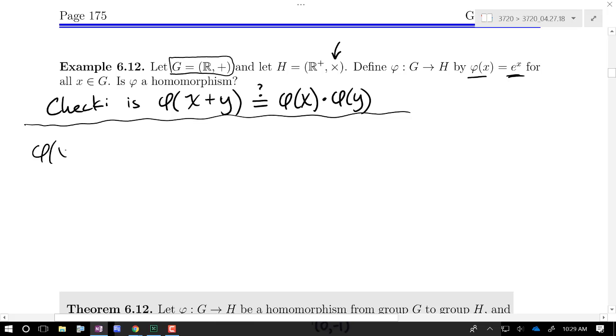So let's check it out. Let's find phi of x plus y. Again, x and y are just real numbers. Any real numbers. They could be positive, negative, whatever. What should we get when we plug the sum x plus y into the function? e to the x plus y. Right, so we just raise that sum up as a power on e. But we're adding inside the exponent. So how can we rewrite that?